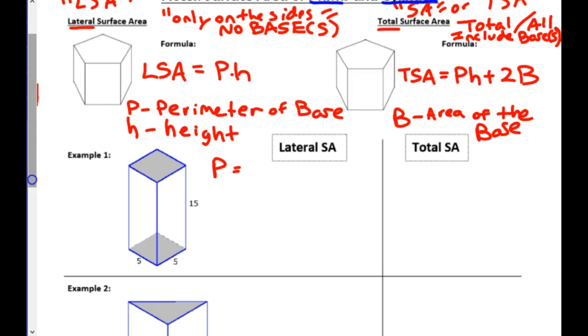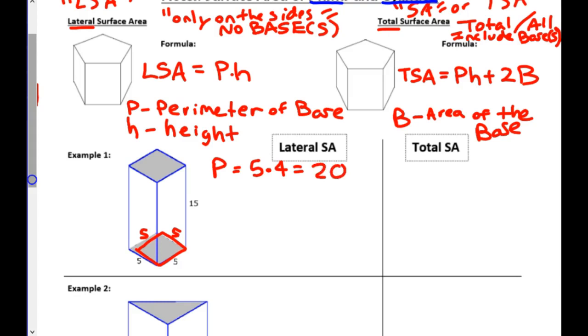Yeah, it's shaded here. It's shaded on yours, right? So this base right here, the perimeter, is adding up all 4 sides. They're all 5, right? 5 plus 5 plus 5 plus 5, or 5 times 4. What's the perimeter going to equal? 20. Everyone wake up. P equals 20.